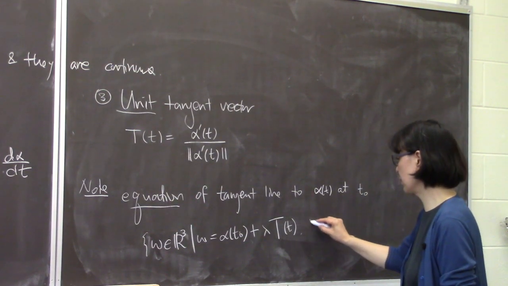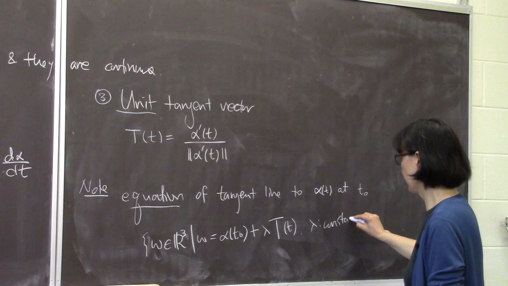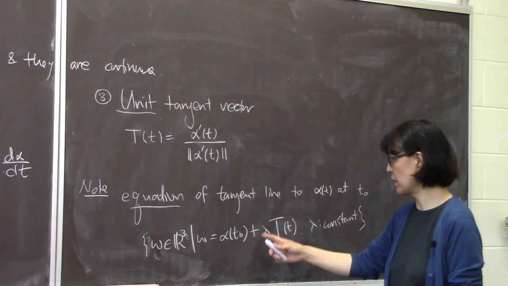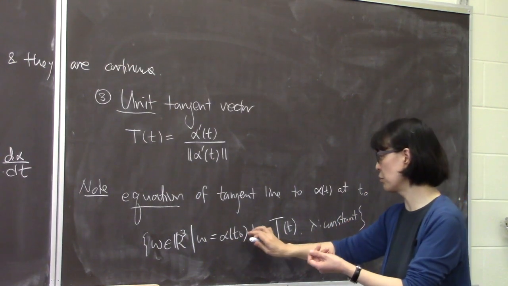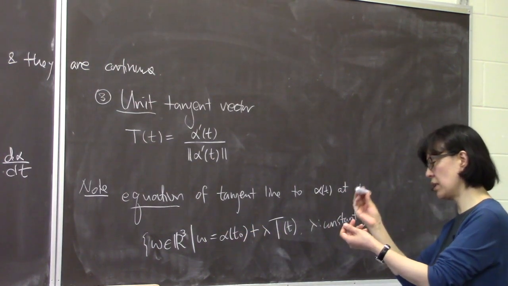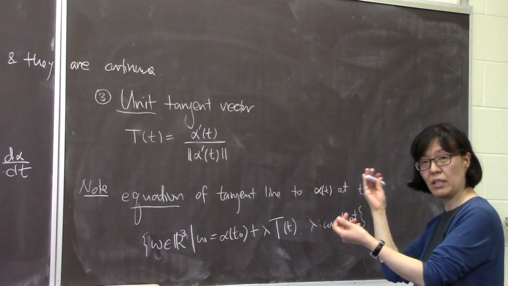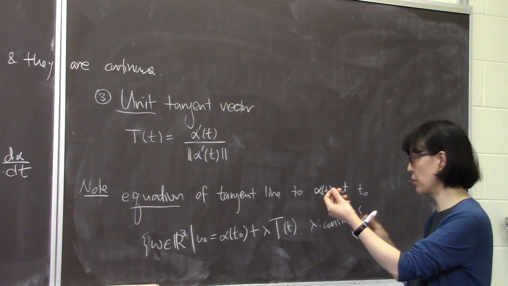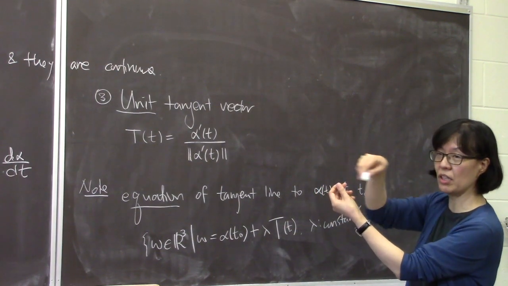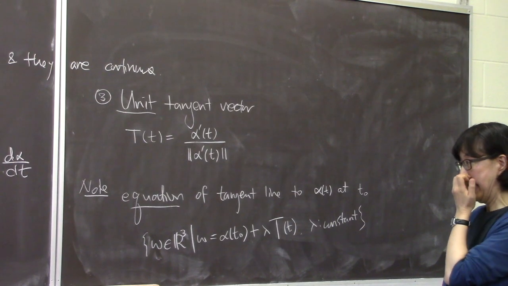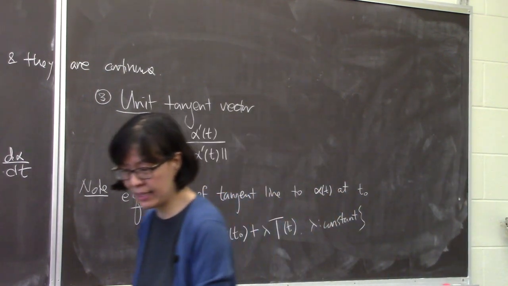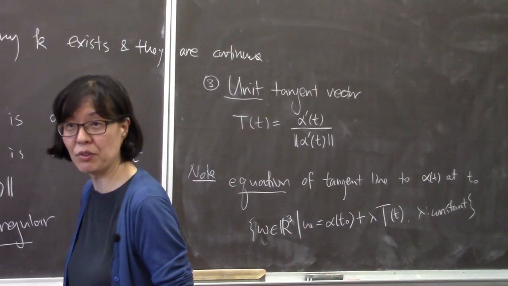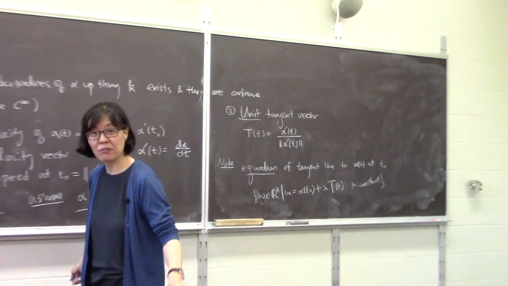Okay, and lambda is a constant. If lambda equals 0, then it is the point it goes through. If lambda is positive, then it is alpha of t0 point plus a positive constant multiple of the tangent, which makes half of the line, pointing one way. If lambda is negative, then it generates the other part of the line. And we use this one as a linear approximation as well, if you remember.